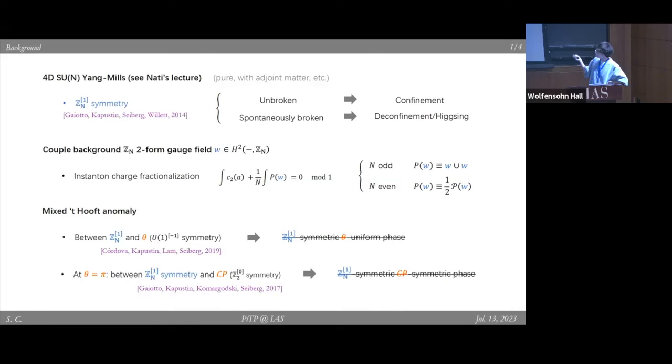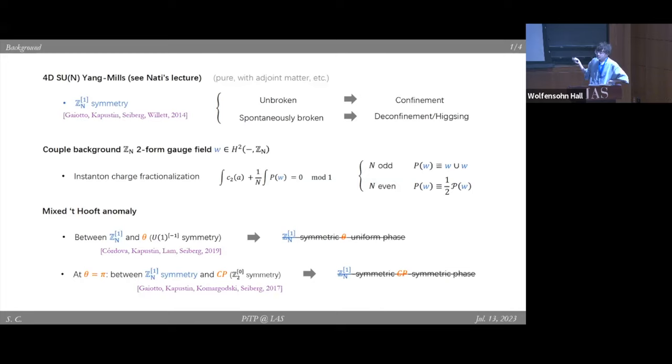Z_N one-form symmetry has some interesting properties. If we couple a background gauge field to this Z_N one-form symmetry, we will see an interesting phenomenon called instanton charge fractionalization. That is, the integral of the second Chern class of the gauge field is no longer an integer. It becomes a fractional number. And the failure of this number to be an integer can be measured by some cohomology class of this background gauge field. This phenomenon has some very interesting physical consequences.